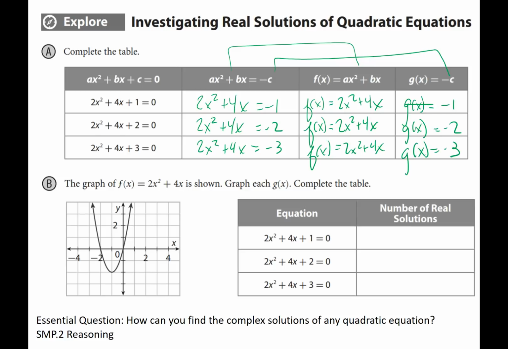All right, so now they're saying the graph of 2x squared plus 4x is shown. They want us to graph each g of x and complete the table. So I'm going to start with g of x equals -1. Remember, it's going to be a horizontal line through -1. And it wants us to tell the number of real solutions. Well, that's the places where they intersect. And it looks like it intersects 2 times there, so there are 2 real solutions.